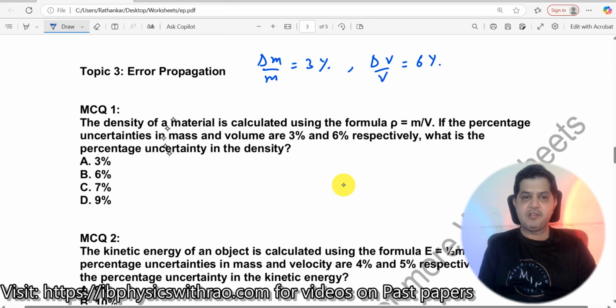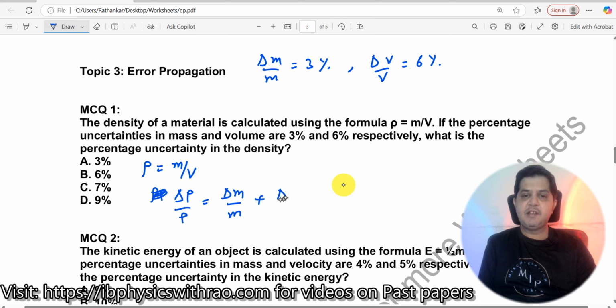So this is a propagation of uncertainty problem. So therefore, I'll have density is equal to mass by volume. It is only asking you the percentage uncertainty, so there is no way to calculate the value of the density over here. So delta rho divided by rho will now be equal to delta m by m plus delta v by v. So this should now be delta m by m is 3 and delta v by v is 6. So the final answer should be 9%. Answer is D. Let us move on to the next one.